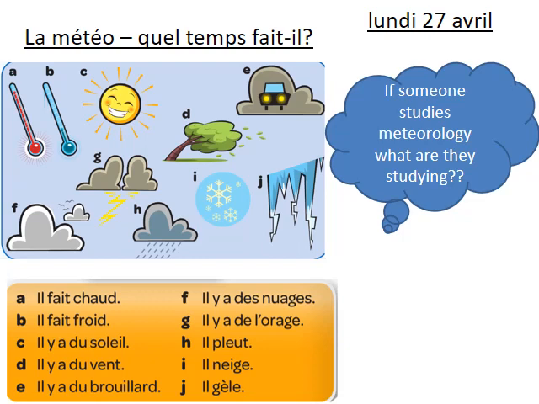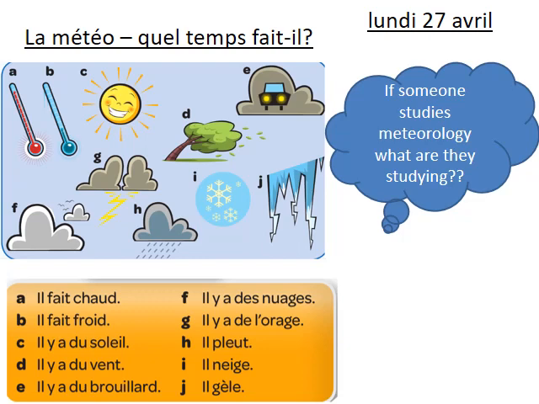While you're doing that, have a think about any links with English words that you can find. You can pause the PowerPoint here just while you're doing that. And I'm going to talk about some links that I can see. So, for example, D, il y a du vent. Think about a ventilator. What does a ventilator do? Brings air into a room. So that's our link with wind.